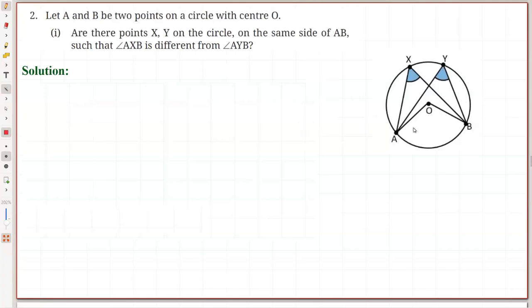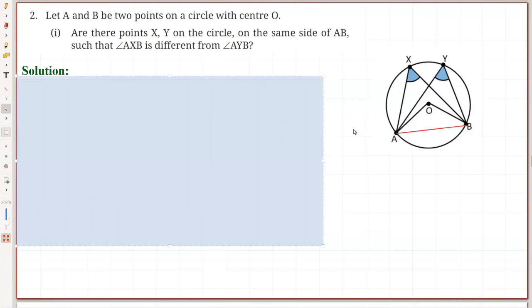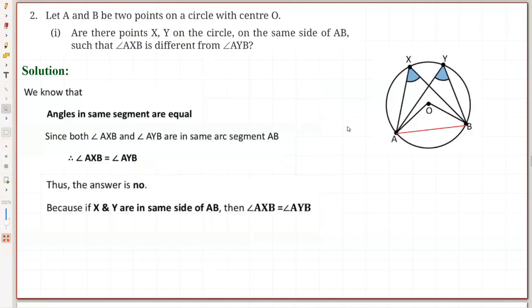We already learned one of the theorems: angles in the same segment are equal. Angle X is equal to angle Y. Okay, both will be equal. They are asking, is AXB different from AYB? So the answer is no. They are not different. Both will be equal.